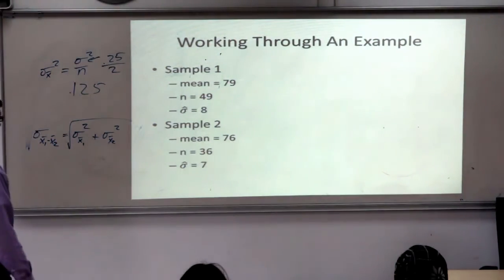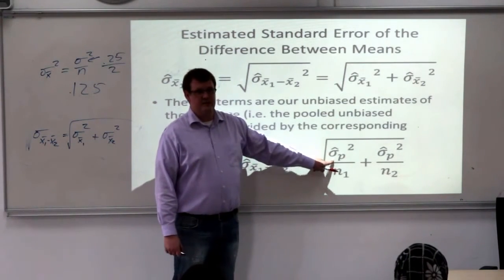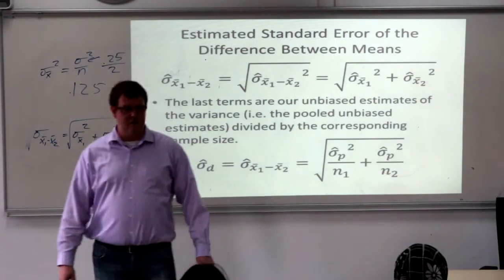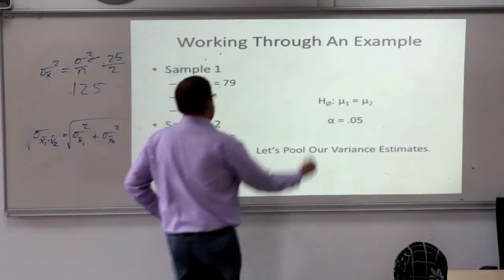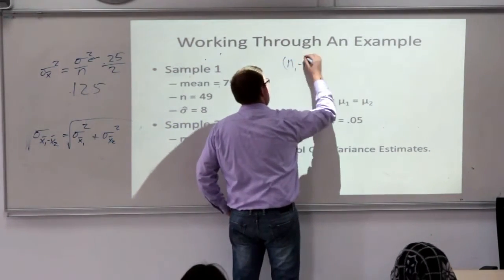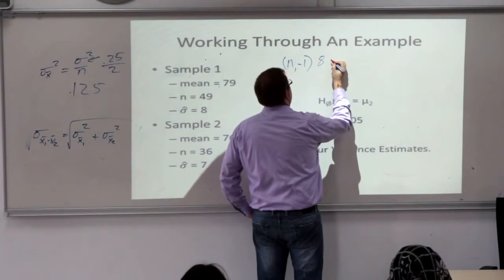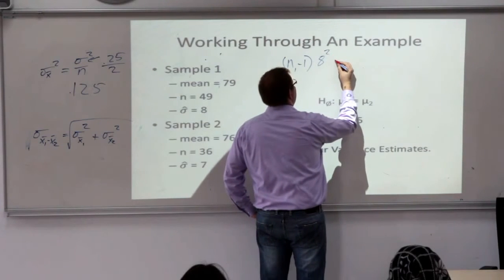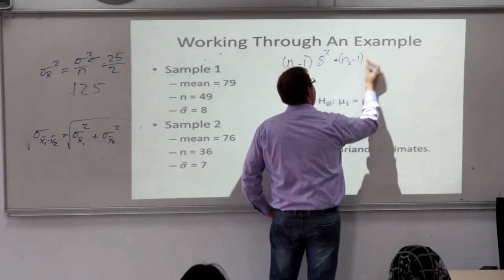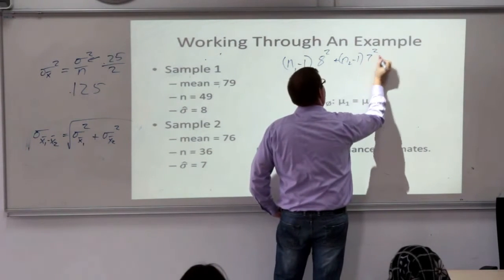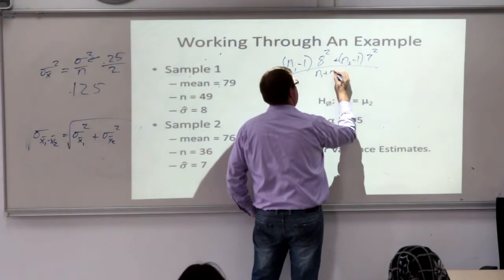It was the pooled estimate that we had here. So how do we get that? I really don't want to go back all those slides. n1 minus 1 multiplied by 8 squared. Beautiful. So then n2 minus 1 multiplied by 7 squared, all over n1 plus n2 minus 2.